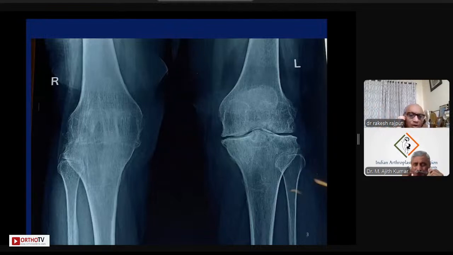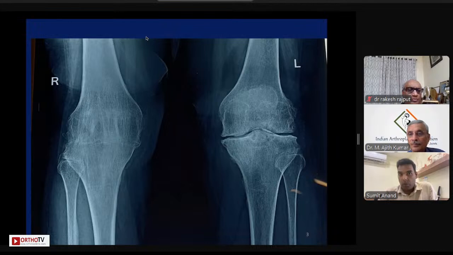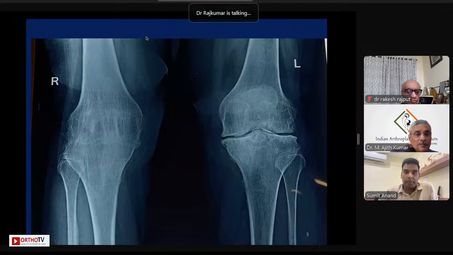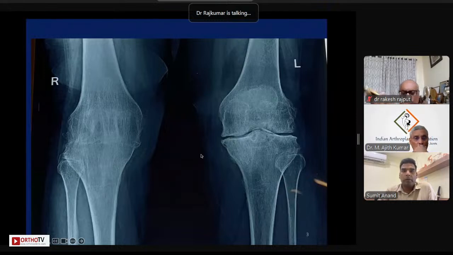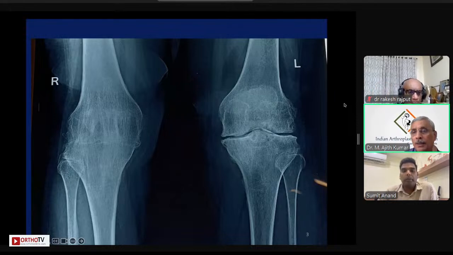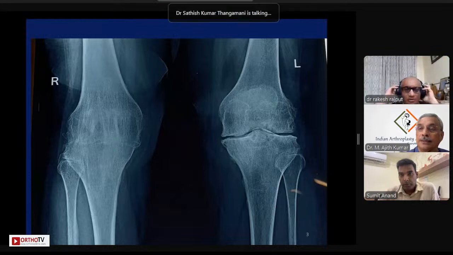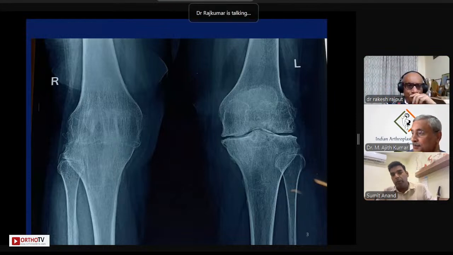At this stage, any youngsters want to butt in? Think of something, some points. Sathish, you're there? Vishal is there, I think. Satish, if this is in your setup, how will you take it, how will you proceed? Any important points? If nobody is coming forward, I think we'll carry on.